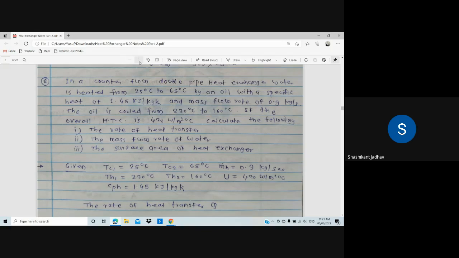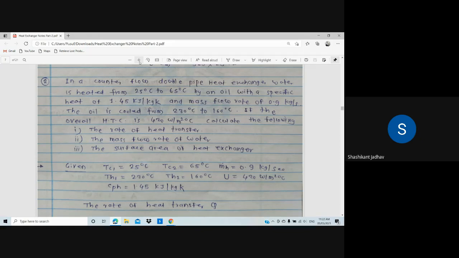ओके, सो देअरफॉर द ऑइल इज कूल्ड फ्रॉम 230 डिग्री सेल्सिअस टू 160 डिग्री सेल्सिअस. मीन्स ऑइलचं इनलेटचं टेम्परेचर काय झालं 230. सो TH1 इज इक्वल टू 230, कारण ऑइल हे हॉट फ्लुइड आहे. So therefore TH1 is equal to 230 degree Celsius and TH2 is equal to 160 degree Celsius. Okay, so we get the TH1 and TH2.